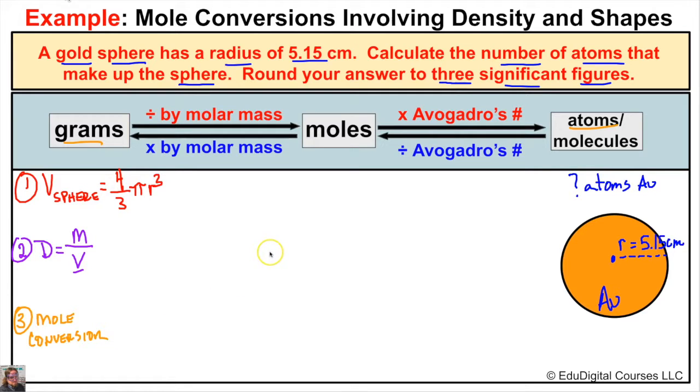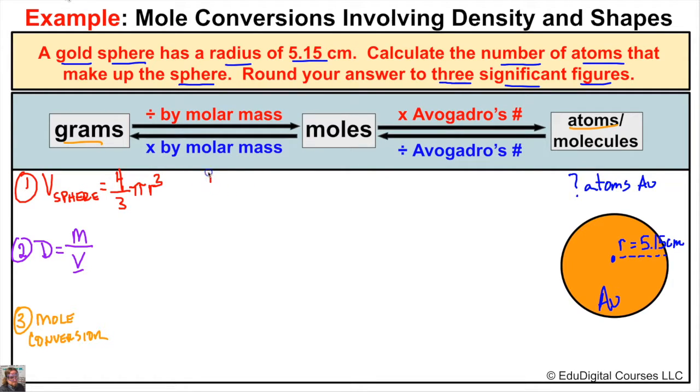So hopefully that makes sense. We know the radius, we know this is made out of gold, so what we can do is calculate the volume of this sphere using this formula here. Once we get the volume, we're going to plug it into the density formula and solve for the mass. And once we figure out the mass, we can then figure out the number of atoms by running it through this process right here. So let's go ahead and start with this very first step.